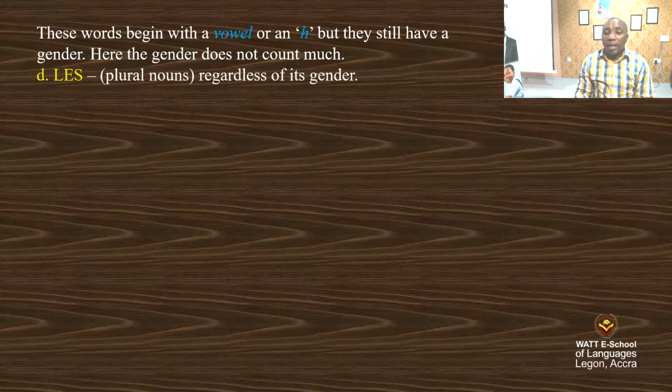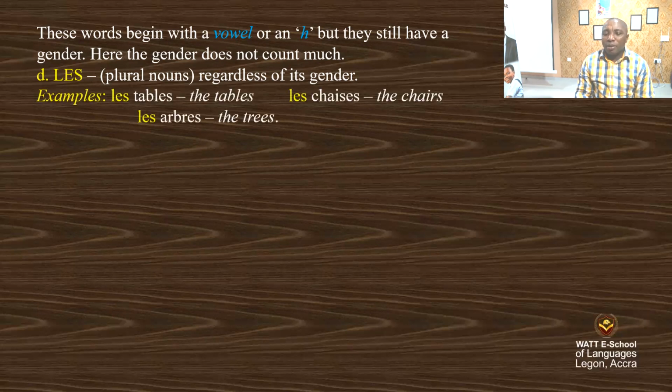Les is used for plural nouns, regardless of its gender. Example, les tables, the tables. Les chaises, the chairs. Les arbres, the trees. You can see that arbre begins with a vowel, but it doesn't matter here.